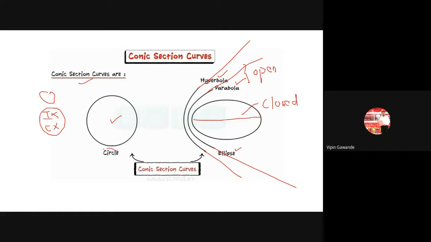And the circle is also a type of conic section. Many times we forget this one, the circle. Students only remember ellipse, parabola, and hyperbola, but the circle is also a conic section.